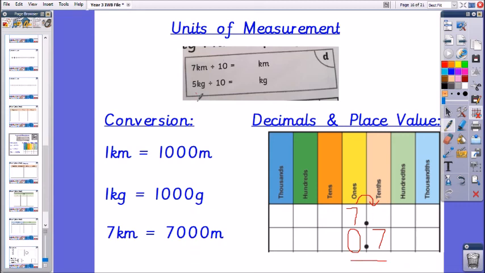Can you use this method to now work out 5 kilograms divided by 10 and see what answer you get? I really recommend that you use this knowledge of conversion, and I recommend that you use this decimals and place value chart to help you with your understanding.